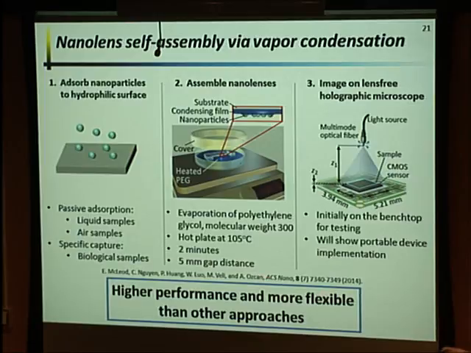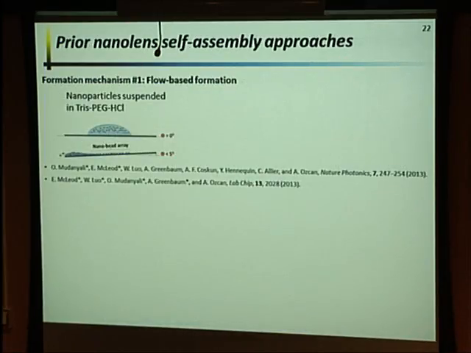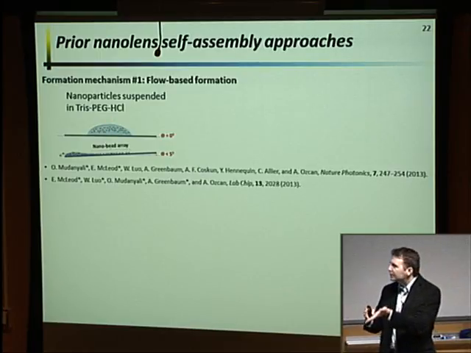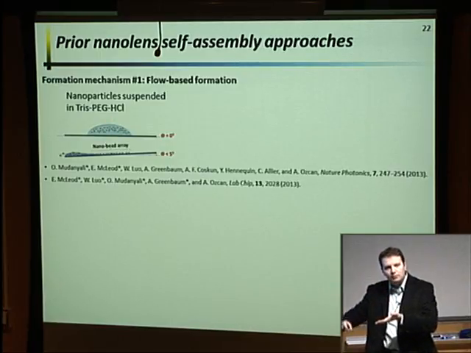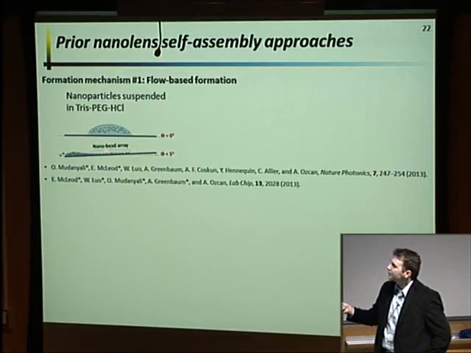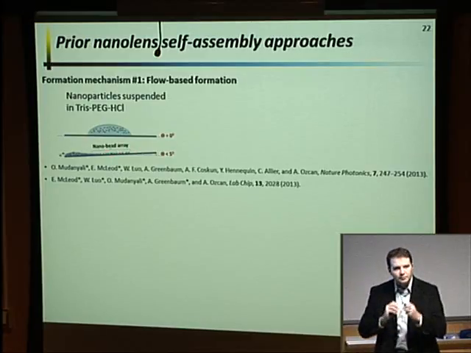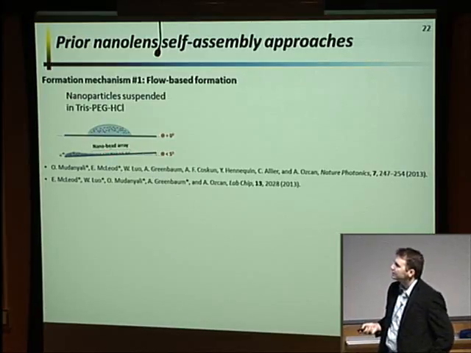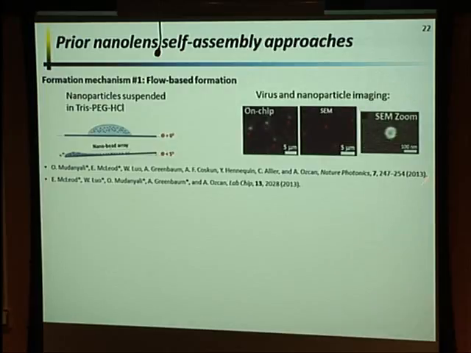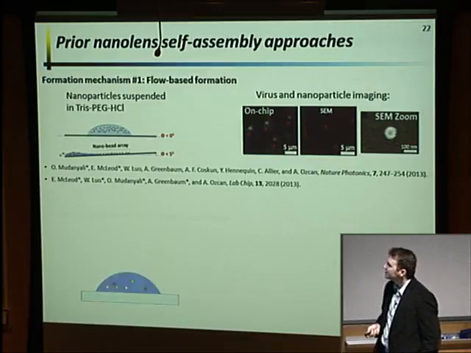So I want to say that before we really used this vapor condensation approach, we looked at a couple other approaches. And these other approaches included a flow-based formation, where we took the particles we wanted to detect. We put them on top of our sample. We then gently tilted this sample so that this droplet rolled away. And then as it rolled away, some of these particles stuck to the substrate. And then they also pinned little droplets of liquid around them, which are these nanolenses. And using this approach, we could get down to about 100 nanometers. And so we could use this to image individual viruses in this case.